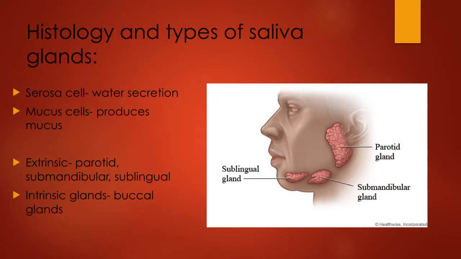Histology and types of salivary glands. Serous cells secrete water. Mucous cells produce mucus. Extrinsic glands include the parotid gland, the submandibular gland, and the sublingual gland. Intrinsic glands include the buccal glands.